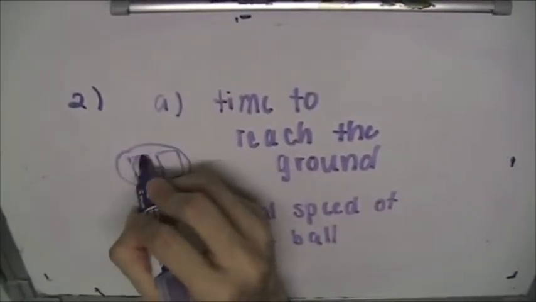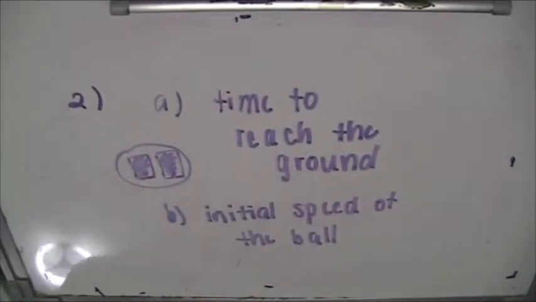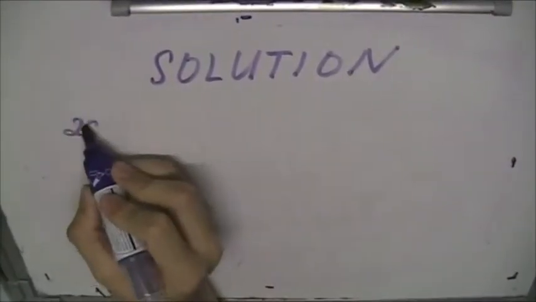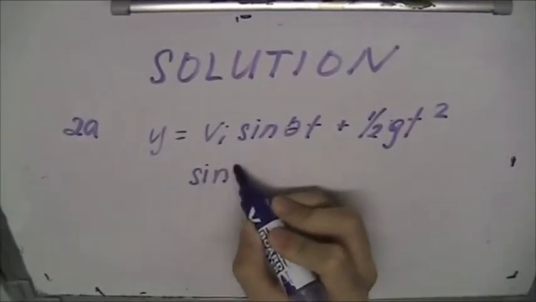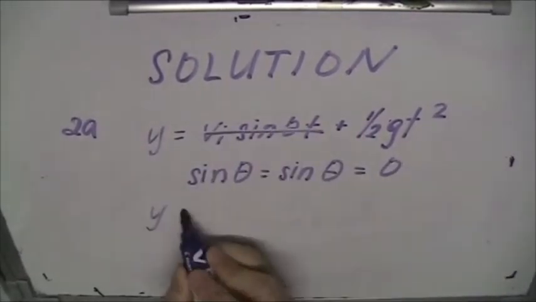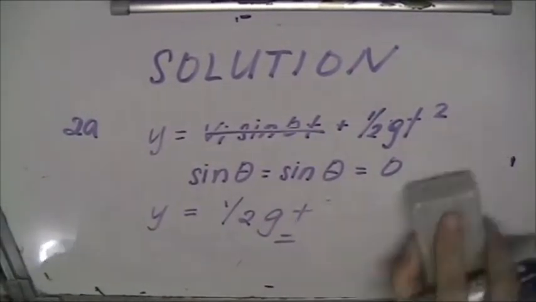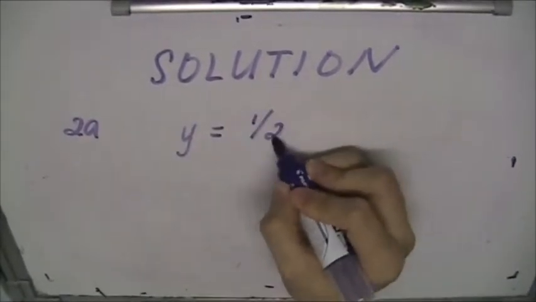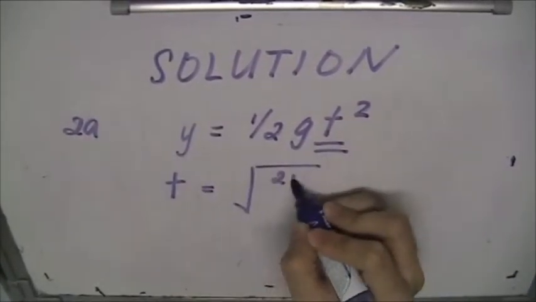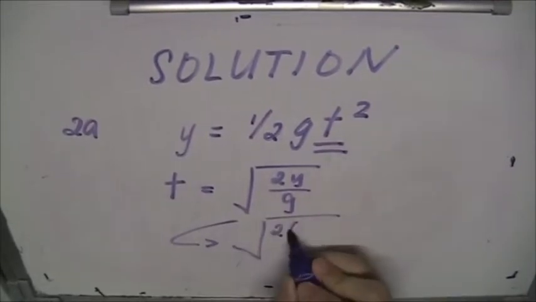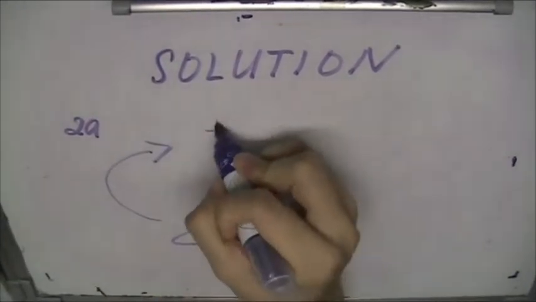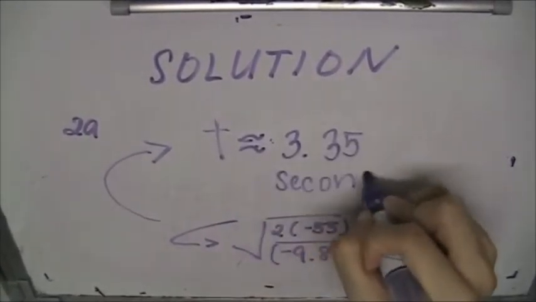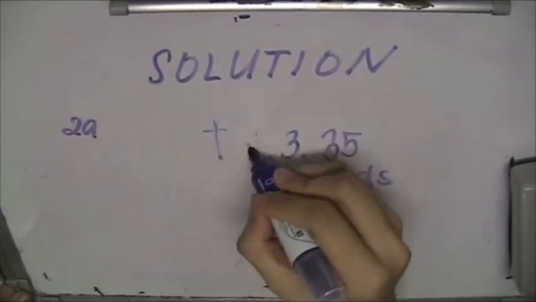Now you can pause the video if you want to solve it first, or not, depending on yourself, but we'll show the solution anyway. Now, for the solution of the problem, for the first question, we're going to use the formula of y equals vi sine theta t plus 1/2 gt squared. Since sine theta is equal to 0, we can cancel that out and leaves us to 1/2 gt squared. And in here, we're going to get the formula of t, which is now square root of 2y over g. Putting the values is 2 times negative 55 over negative 9.8, and leaves us to the answer of t, which is approximately 3.35 seconds. If you got it, good job.